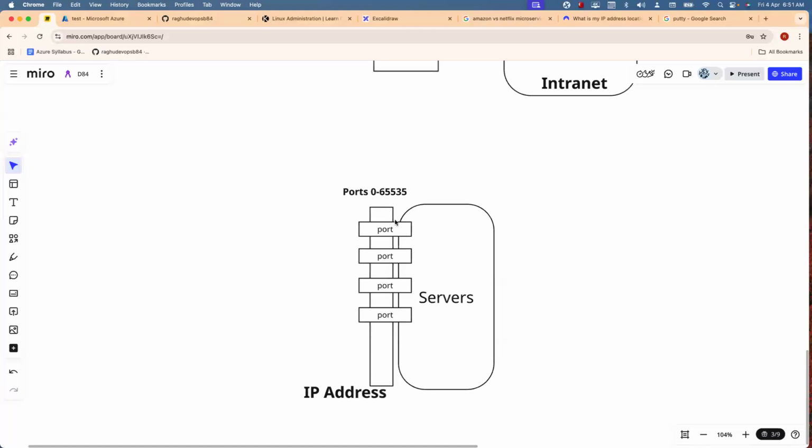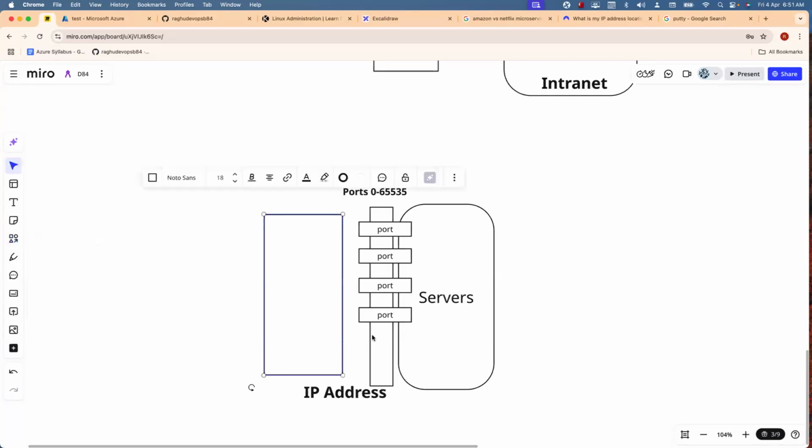Now you're not done there yet. You have ports open on your server, but you're not done yet. In the server world, these servers are going to be protected by a type of device called firewalls. A firewall is a device. Our systems are getting protected by using a firewall.